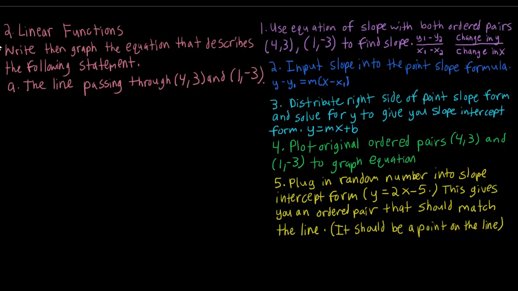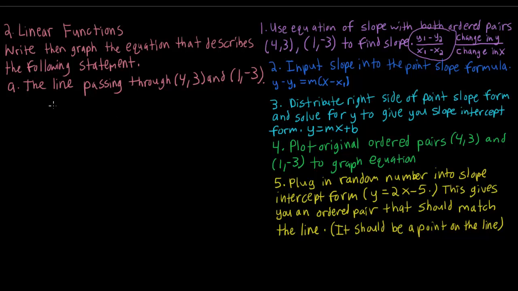Step 1 is to use the equation of the slope with both of these ordered pairs. If we remember, the equation of the slope is y1 minus y2 divided by x1 minus x2. It could be y2 minus y1, and if you do that, then it has to be x2 minus x1 on the bottom. But you're taking these two ordered pairs and using this formula to find the slope, to find the change in y and the change in x.